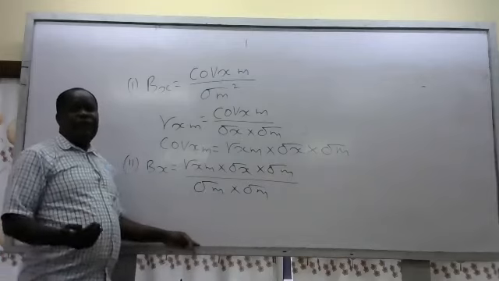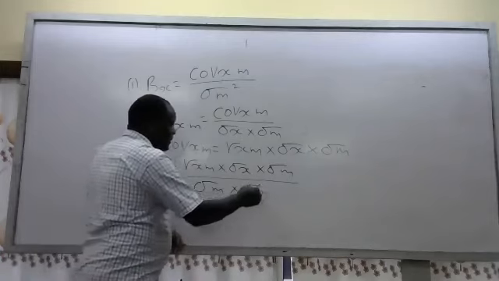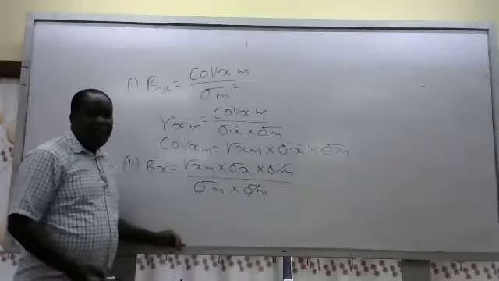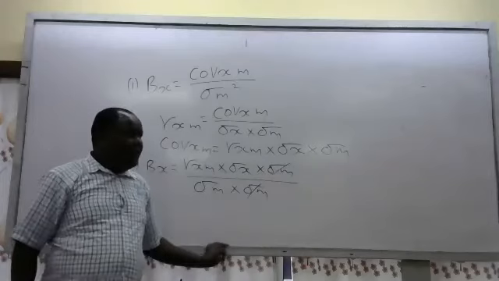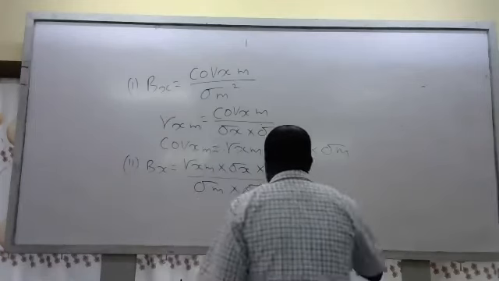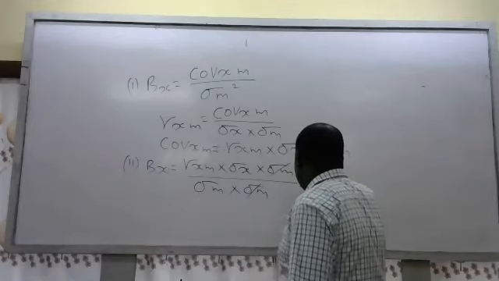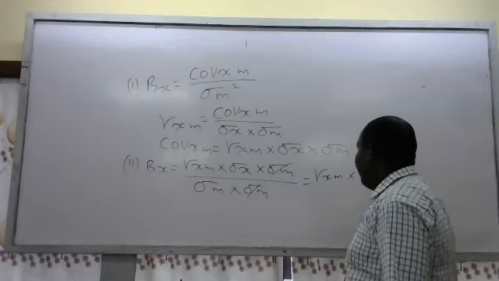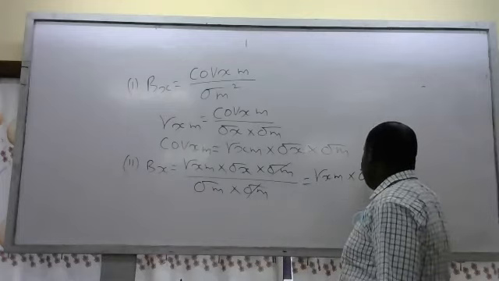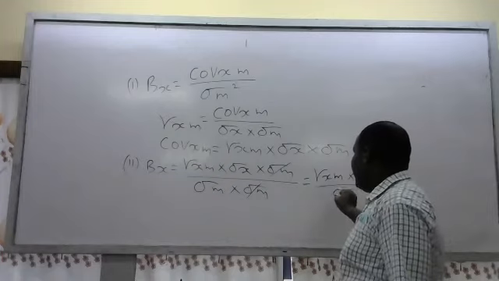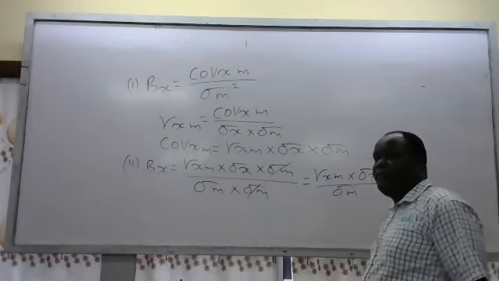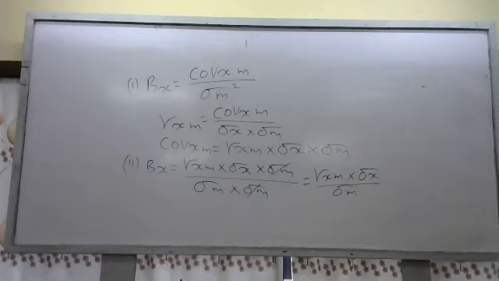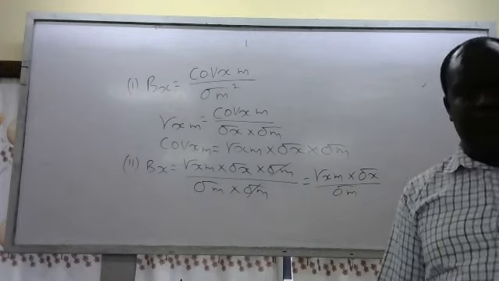Out of that, you see we can cancel this and that. So the formula will now be equal to the correlation coefficient between security X and the market, multiplied by the standard deviation of security X, divided by the standard deviation of the market. So finally, we can simplify it in that particular manner.